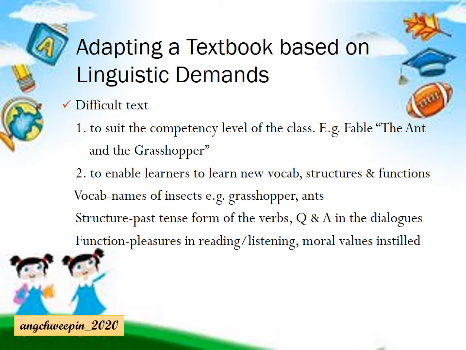From the vocabulary point of view, children can learn the names of the insects like grasshopper and ants. From the sentence structure, young learners can learn the past tense form of the verbs in the story, questions and answers in the dialogues between the grasshopper and the ants. What about the function point of view? This adapted fable can still be enjoyed by the young children when they read it or listen to it. This fable is still teachable because it imbues the traditional moral values such as the need to work for food.